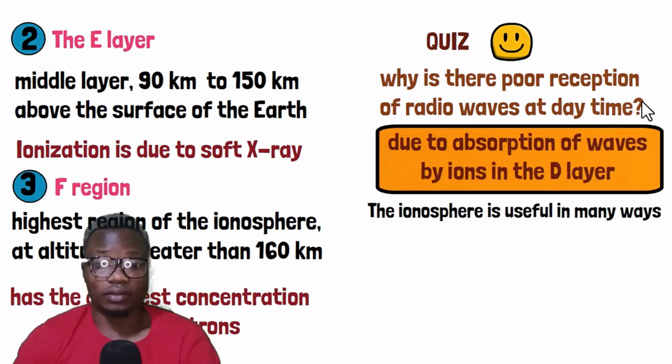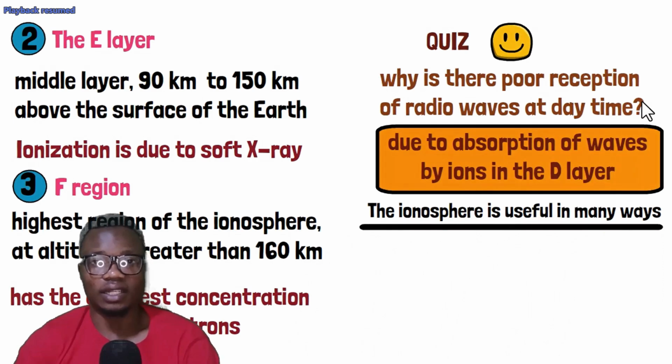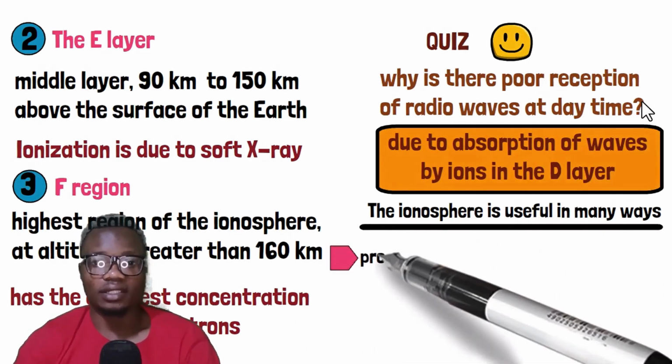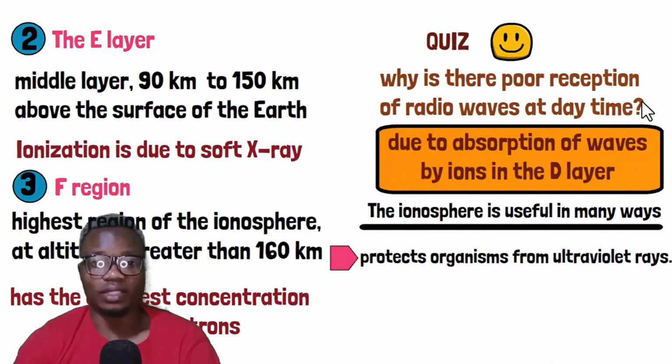Okay, so the ionosphere has advantages. The presence of the ionosphere has a benefit to organisms and human beings. The first advantage of the ionosphere is that it protects microorganisms from the effect of ultraviolet rays. UV rays are very dangerous. They can harm and even kill microorganisms. The presence of the ionosphere helps to absorb the UV rays so that they cannot be harmful to the organism. That is the first important point.